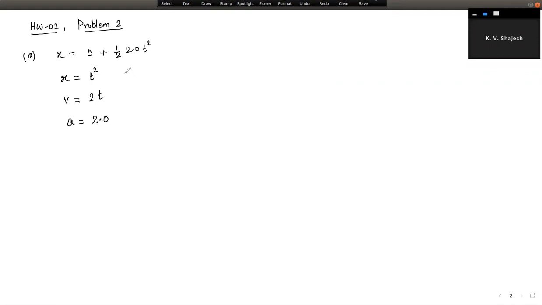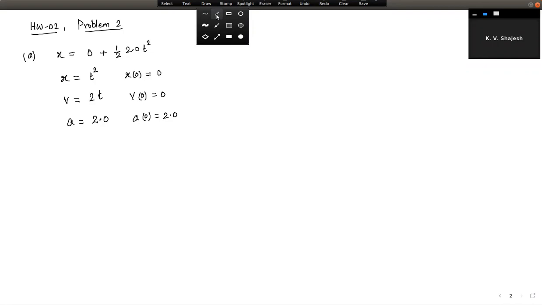I can also clearly argue what the position is at time t equal to 0. That's equal to 0 itself. Velocity at time t equal to 0 is also 0. And acceleration at time t equal to 0 remains constant; it is independent of time. Based on this, we should be able to recognize at least a few characteristics of the plot.